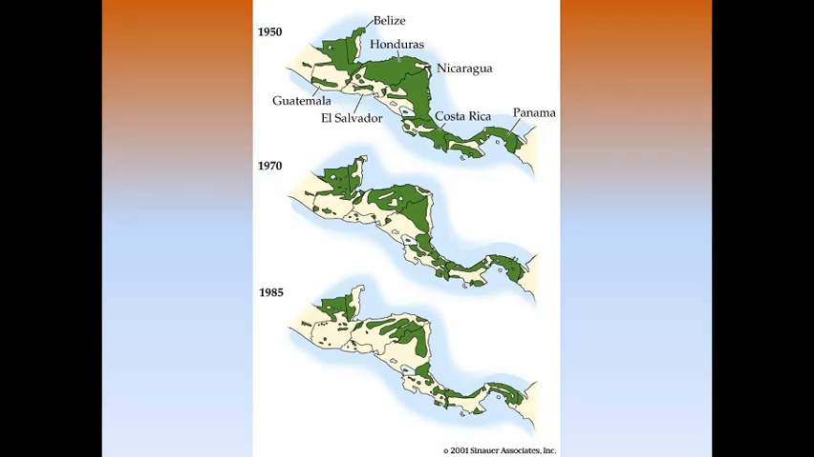So when we think about where natural habitat is right now being taken away, that is in areas like the tropics. This is an example from Central America where we see pristine natural rainforest habitat, and now we can see that between 1950 and 85, a lot of it has gone away.